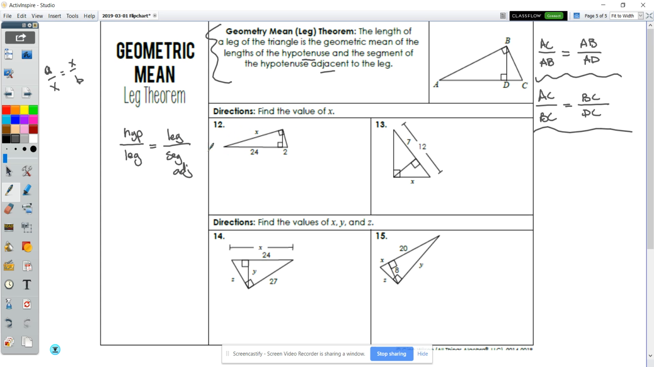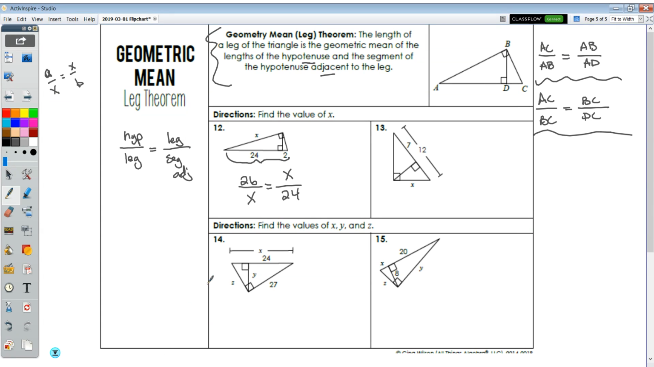So in this problem, the leg, in this case, of the big right triangle, the largest right triangle, is x. So I'm going to put x here and here. The hypotenuse is, well, the whole thing would be 26, right? That'd be the hypotenuse. That's this whole thing. And then the segment adjacent to this leg that I'm looking at is 24. So here we have this problem set up, and we would just cross multiply to solve.